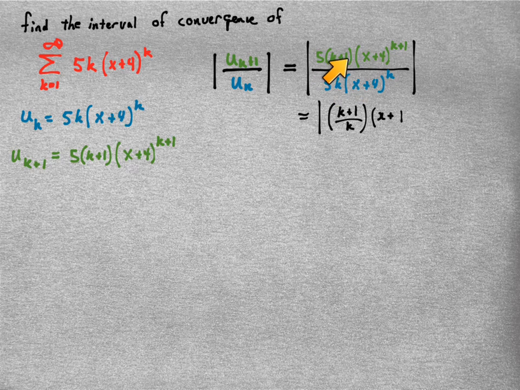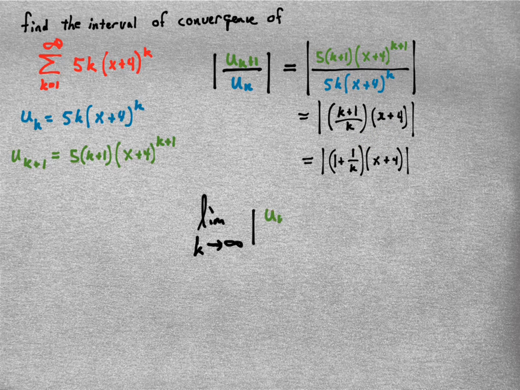Here again we see putting the ratios together. In this case I don't even have to multiply by the reciprocal. 5's divide out to 1. K plus 1 over k is here, which I distribute the k to get that form. And here we just subtract the exponents again, and get x plus 4. Now when we allow k to approach infinity, we end up with 1 times x plus 4.